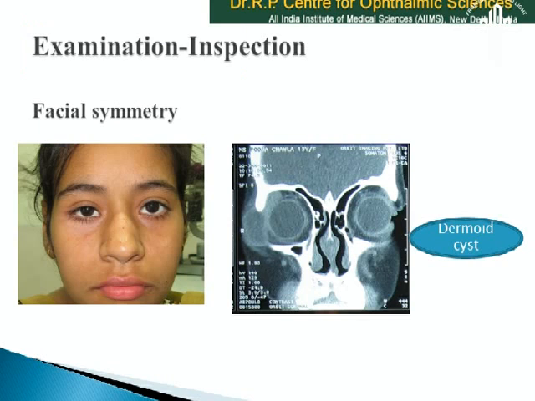Now, coming on to the examination by itself, first and foremost, we should do a thorough inspection of these patients, especially look for the subtle facial asymmetry, like this one of the patients with the dermoid cyst, as you can see here. There is a facial asymmetry on the right side where you can see there is a dermoid cyst on a CT scan.